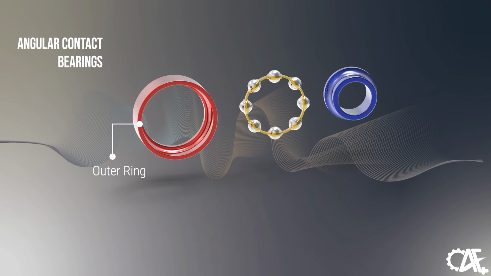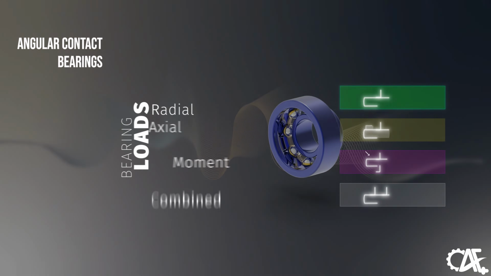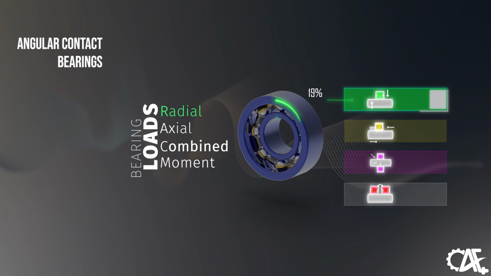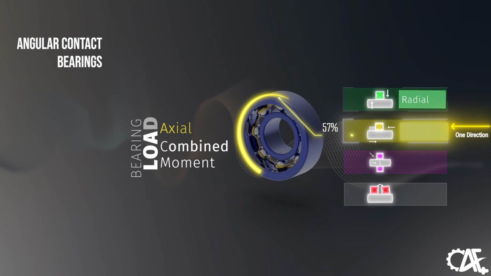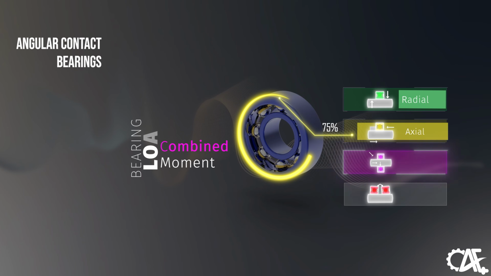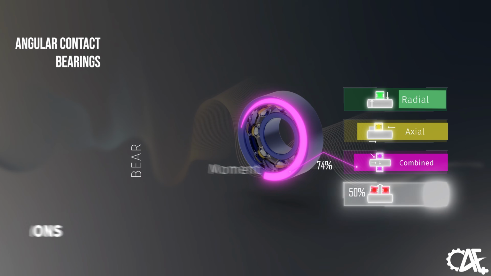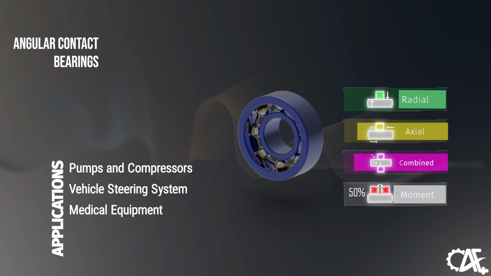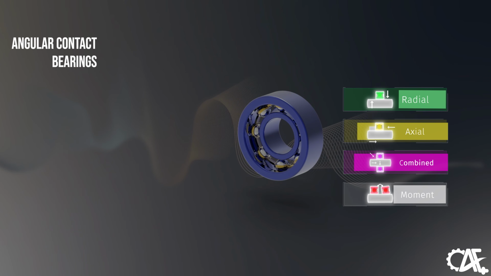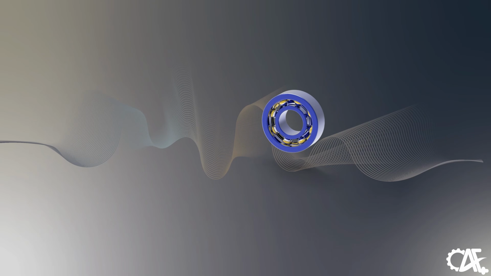Analyzing the bearing load performance chart for these bearings showcases their capability in handling radial loads, securing 2 points, and excel in managing both axial and combined loads, earning 3 points for each. Though not inherently designed for moment loads, their distinct design enables them to bear minor moment loads. Angular contact bearings find frequent utility in pumps and compressors, vehicle steering systems, and medical equipment. Their ability to handle combined loads and high stiffness contribute to improved equipment performance and reliability.